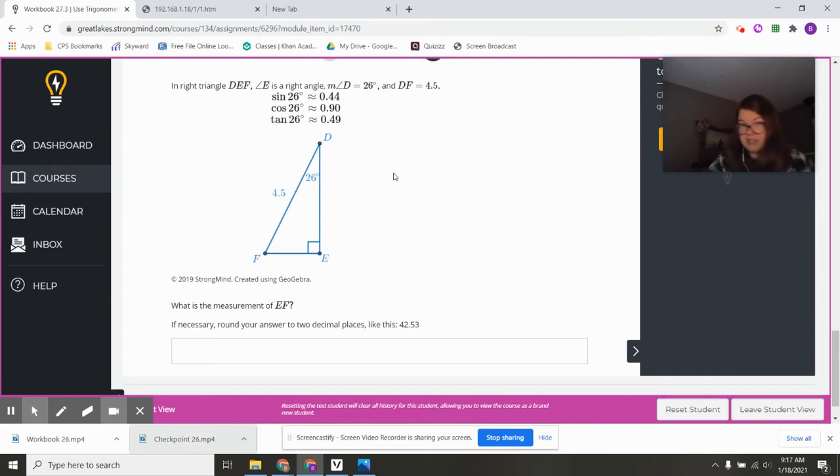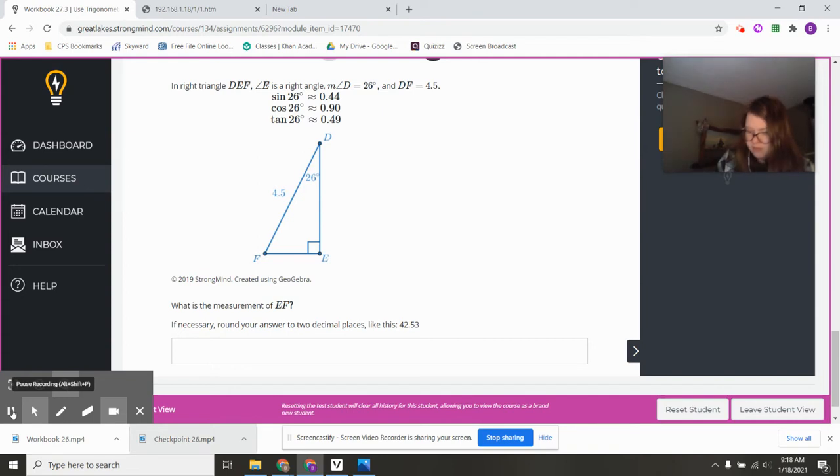So I would write down, if I were to do this just with writing it down, I would write it down like this. So I'm going to pause while I get that set up. So the sine of 26 would be the opposite over the hypotenuse. So the opposite side is what we don't know, and that is EF. And then the hypotenuse I can see is 4.5.